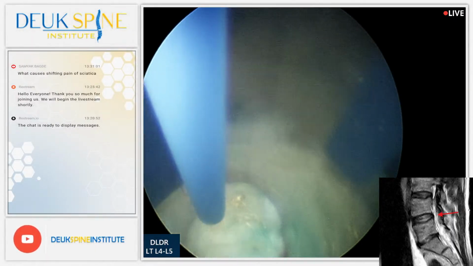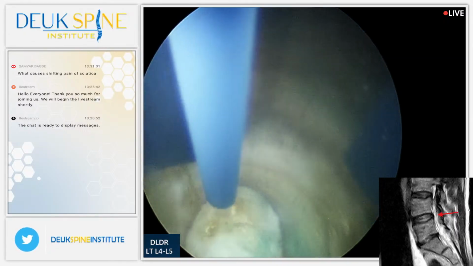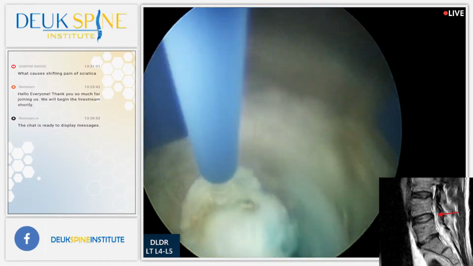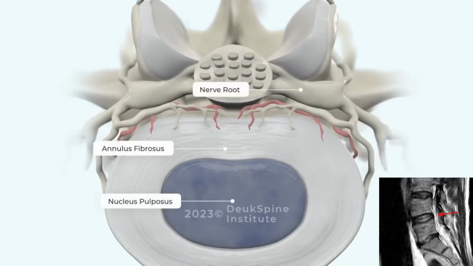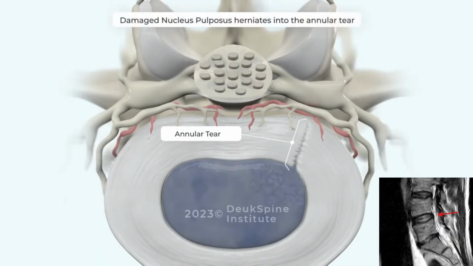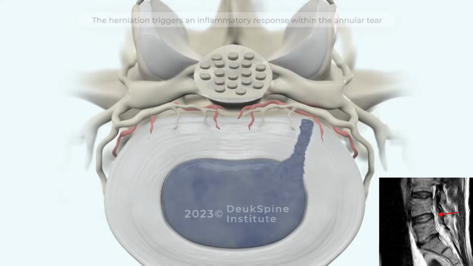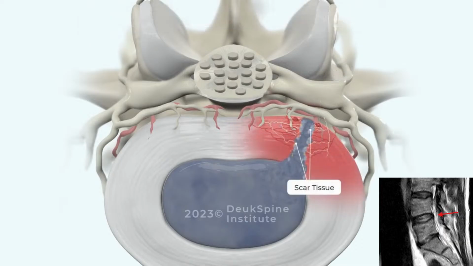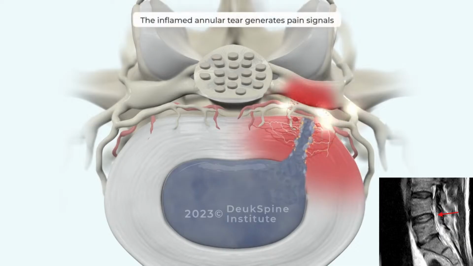In the meantime, Henry, show the audience how it is that these disc herniations can be so painful for patients. Disc injuries start with an annular tear, damaged nucleus. Pulposus herniates into the annular tear. The herniation triggers an inflammatory response within the annular tear. The inflamed annular tear generates pain signals.